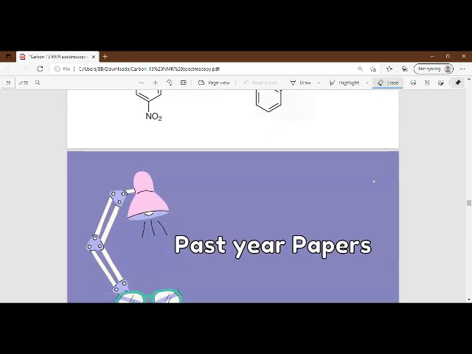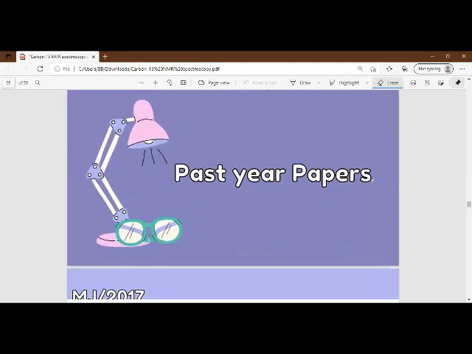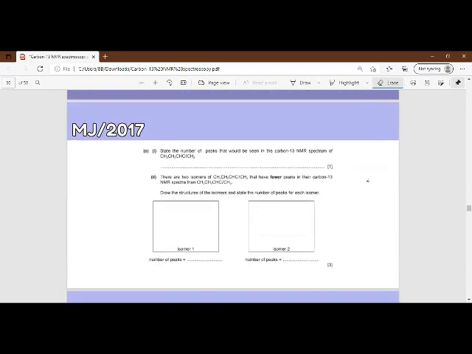Okay. So next is past papers. Basically, in past papers, most of the time they will ask how many peaks there are, or sometimes it will be combined with hydrogen or proton NMR, and sometimes they also ask how to draw the isomer of that molecule. So this is one of the examples.